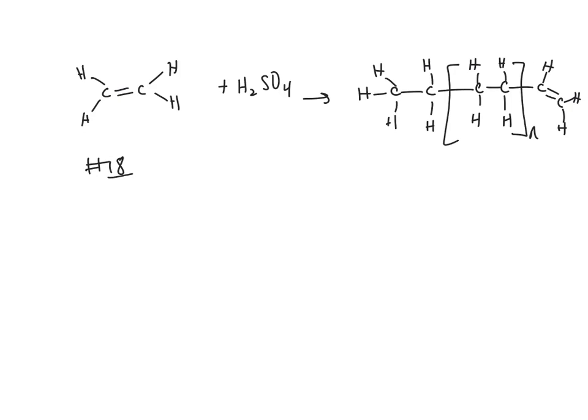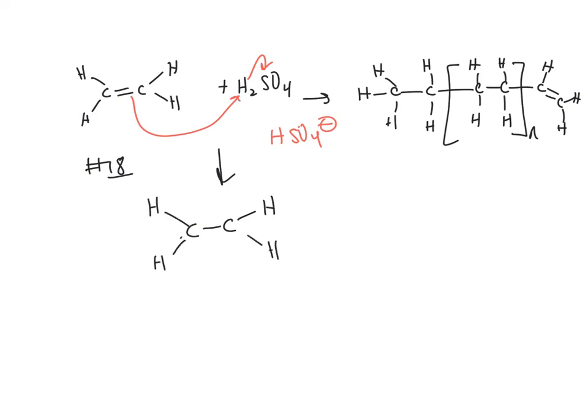So this is sulfuric acid. So you're going to do this, right? And this is going to become HSO4 minus, and you're going to generate a carbocation. Now this is a symmetrical alkene, so it doesn't really matter. You can just put that there, and then you get your carbocation.